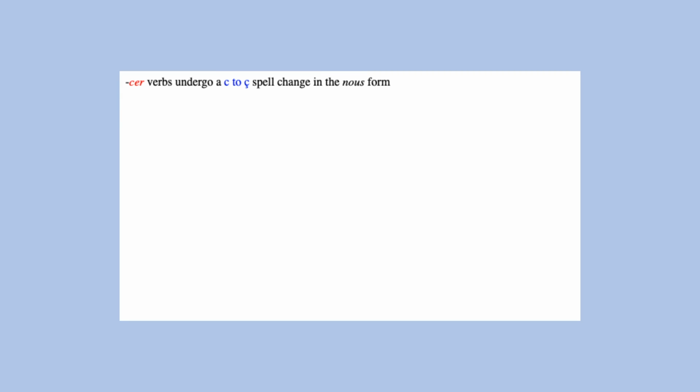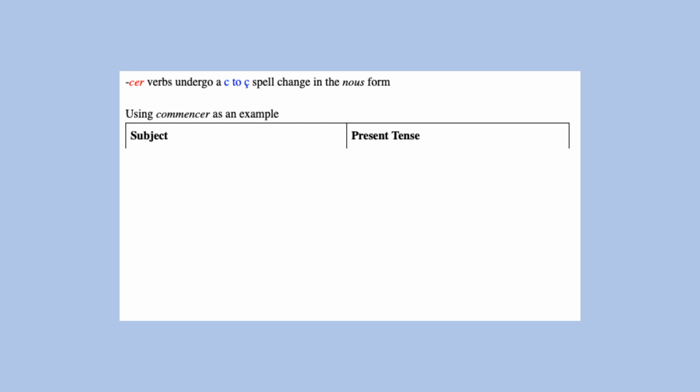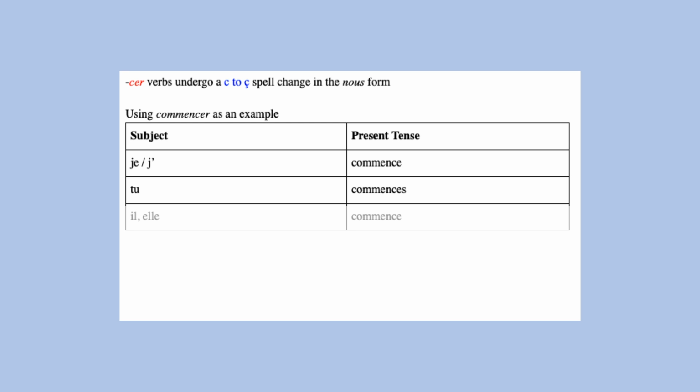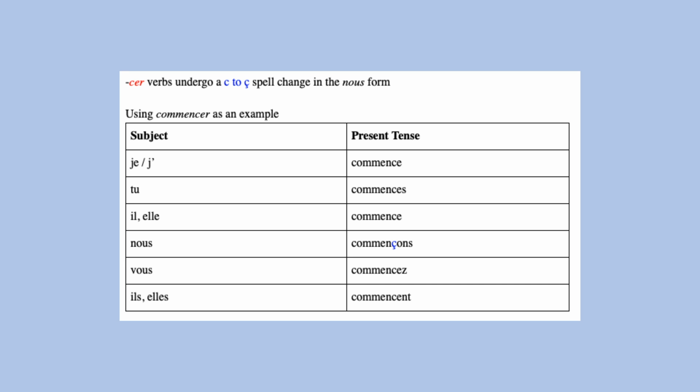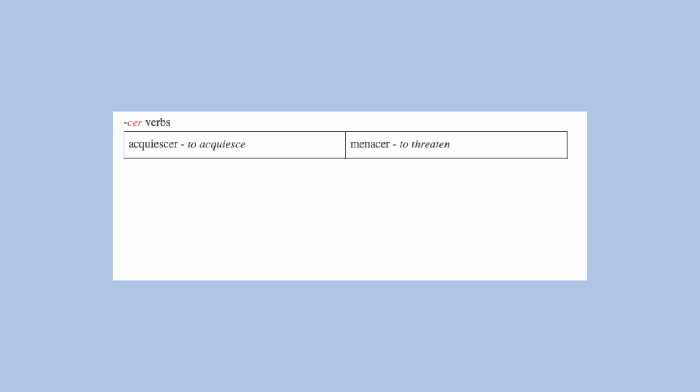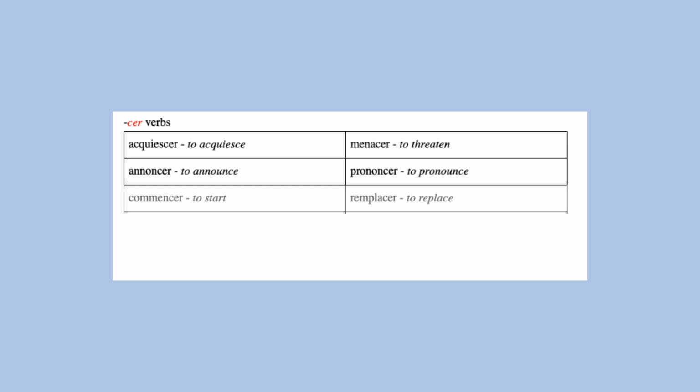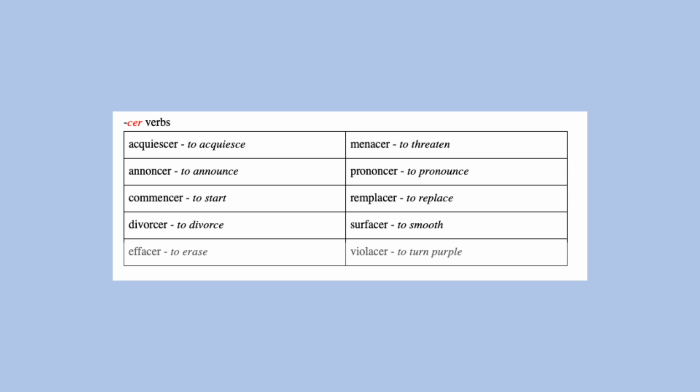-cer verbs have a cedilla in their present tense nous form. So for commencer, we have commence, commences, commence, commençons, commencez, commencent. These -cer verbs also have a cedilla in their present tense nous forms.